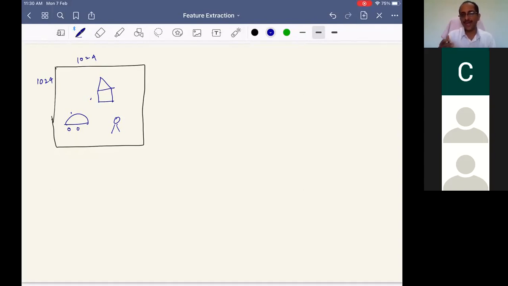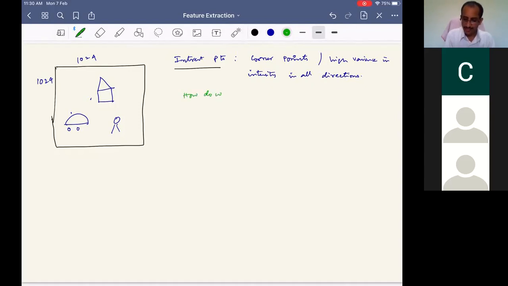I need a mathematically viable method to capture the corner points. Assume that, since we discussed so far and boiled down, the interest points are nothing but the corner points, the points where they have high variance in intensity in all directions. Okay, so now I need to have a mathematical approach to figure out such corner points. How do we do that? What should be the mathematical approach for that? Any suggestion on this? What's a good way to identify corner points?